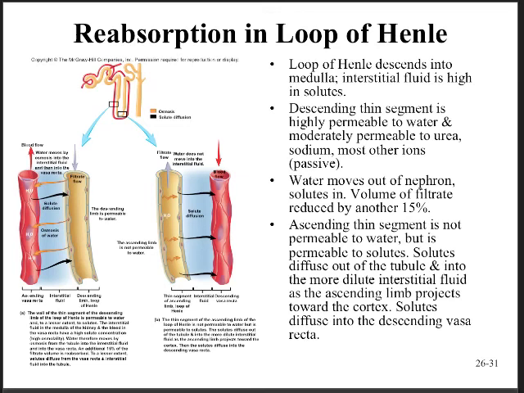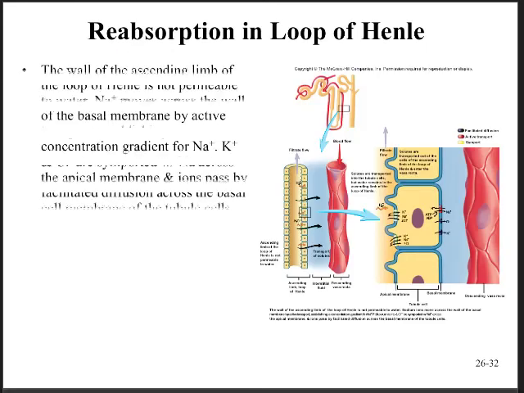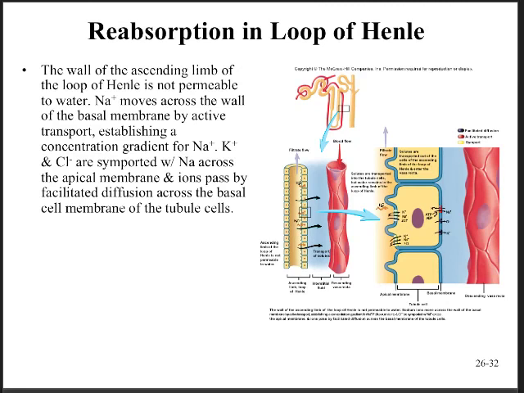We reduce the volume of the filtrate another 15%. The ascending thin segment is not permeable to water, but it is permeable to solutes, which diffuse out of the tubule and into the dilute interstitial fluid. As the ascending limb heads back towards the cortex, we move into the thick limb. And what happens in the thick limb is that we actively pump sodium and chloride back across the tubule lining into the interstitial fluid, and there it establishes a salt concentration gradient in the medulla of the kidney.